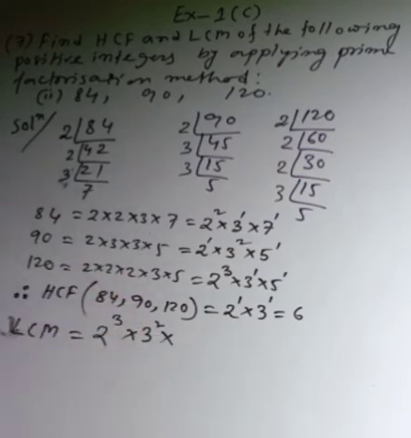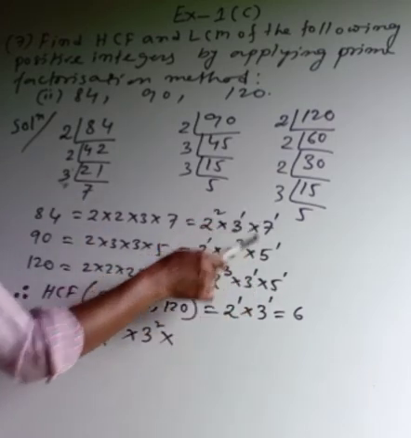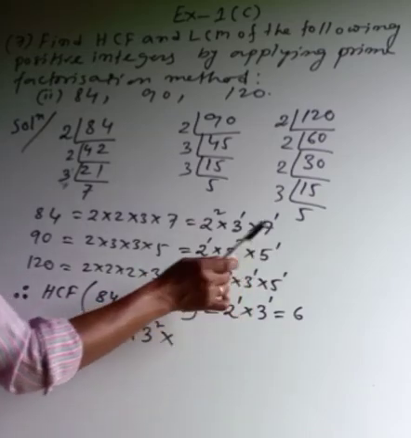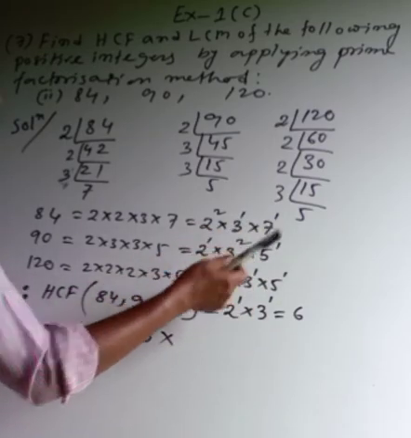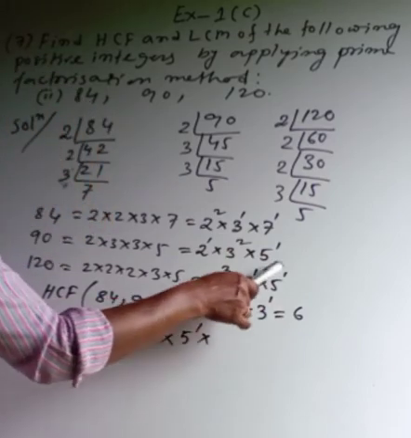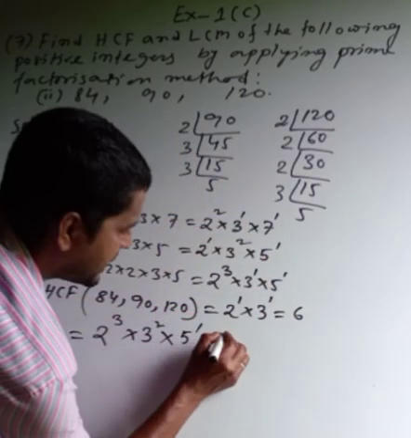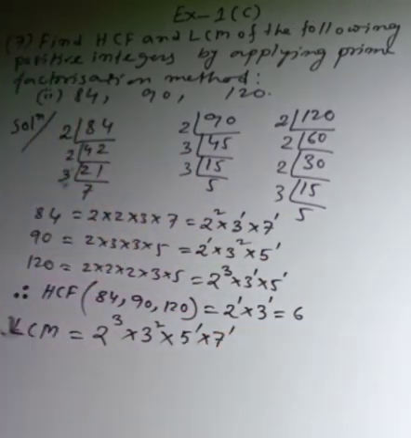Also we have to choose the remaining factors. What are the remaining factors? 2 and 3 are finished. So what remains? 5 and 7. We can see 5 to the power 1, 5 to the power 1, so the maximum is 5 to the power 1 only. Also another remaining factor is 7, so 7 to the power 1.